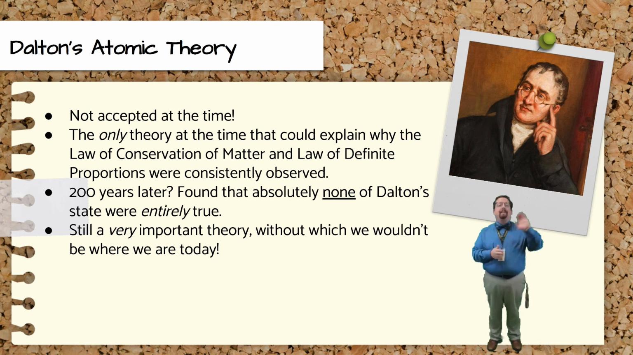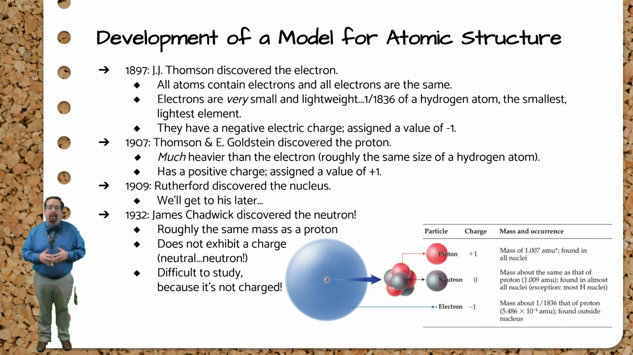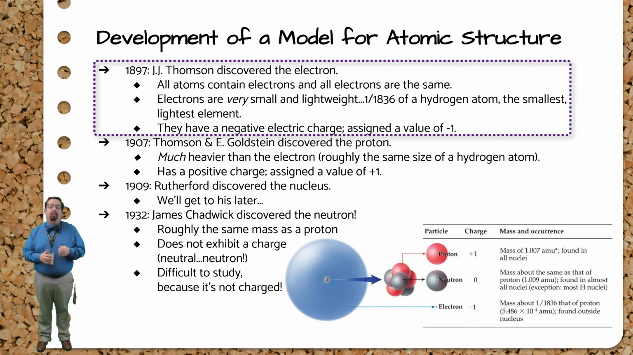200 years after Dalton came up with his theory, we've proven that each of his statements are at least partially false. However, it was still a superb theory for the time that he came up with it. So Dalton came up with his theory, and within 100 years, most scientists had come around to his way of thinking. The development of the atomic theory really took off in 1897 with J.J. Thomson's discovery of the electron.